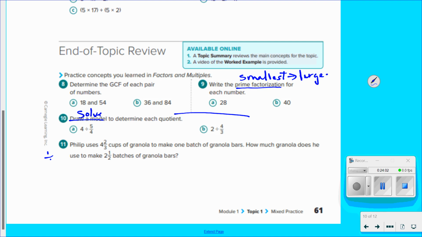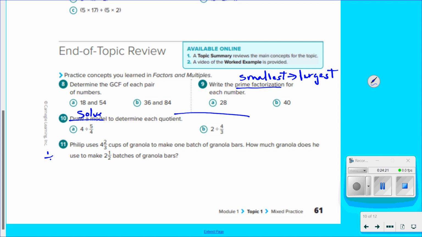Okay? Remember, the prime factorization is a multiplication sentence. You can either do factor trees or the cake, but once you have the numbers, rewrite them in the sentence. That's what prime factorization is. Number 10, I want you to cross out the draw a model. We're not doing that. We didn't cover it. We just want you to solve them.